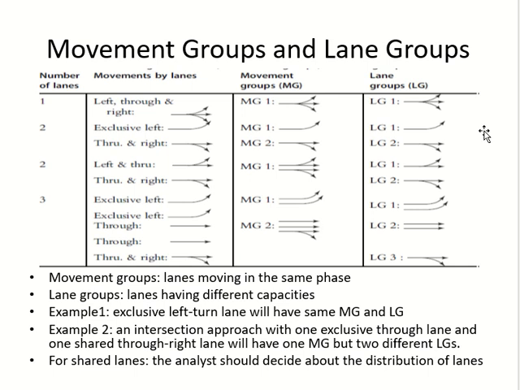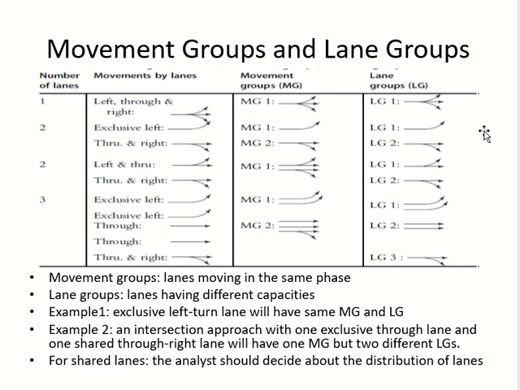Movement group is made by looking at common movements. If there is at least one common movement in the lanes, then they will have to be in the same movement group. Clear? Lane group is the reverse. If you have one different movement, it will be in a different group. So movement group, at least one common movement. Lane group, whenever you have one different movement, you have to put it in another group. Clear?